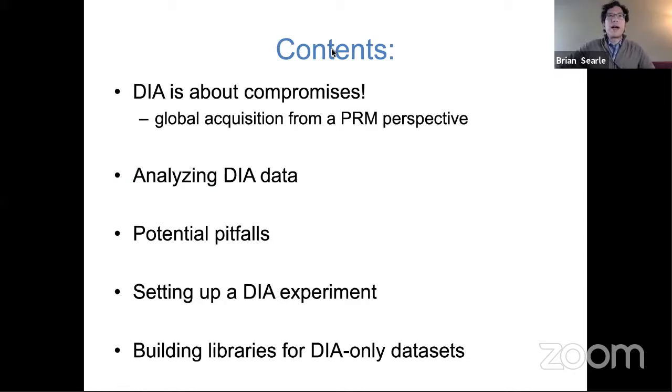So this will get to the contents of the talk that I'll present here. One is to discuss all of these compromises that exist in DIA, thinking about it from a global perspective relative to PRM. And then talk a bit about how to analyze DIA data, not specifically from any given program, but from DIA data analysis software in general. I'm going to discuss some of the pitfalls that you might see with looking at DIA data and what makes it difficult, but then also talk about how to set up a DIA experiment, as well as how to build libraries specifically from a DIA-only data set.